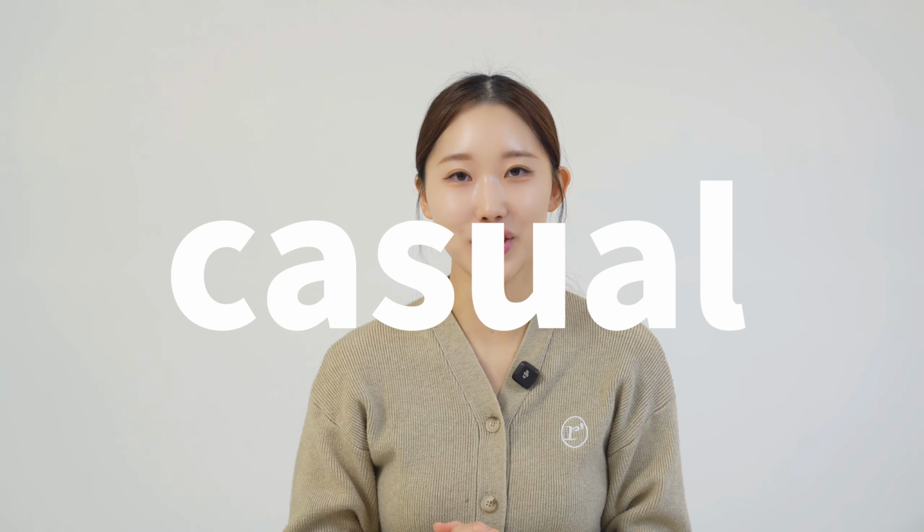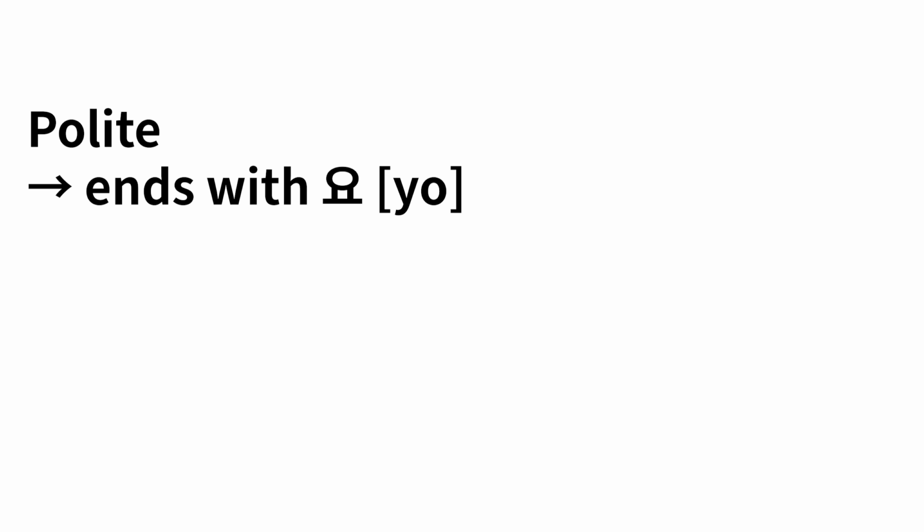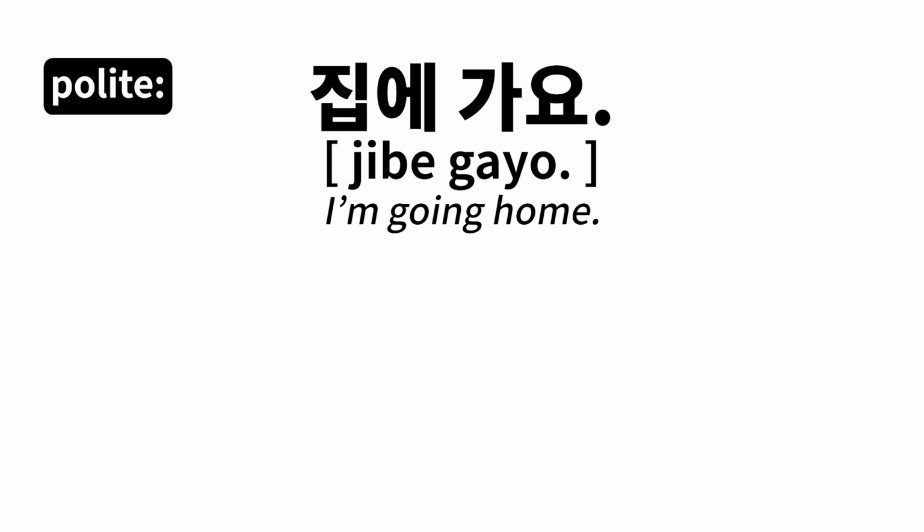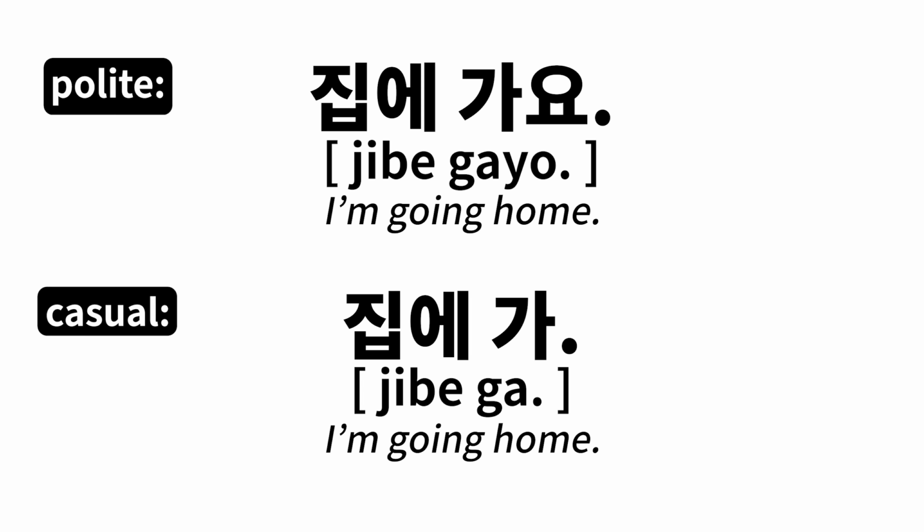Korean speech levels can feel intimidating, but as a beginner, you only need to know two, polite and casual. Polite ends with 요. Casual, no 요, sometimes 야 or 이야. Example, polite, 집에 가요. Casual, 집에 가.